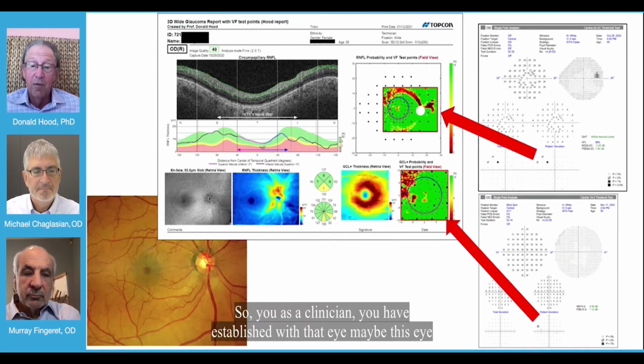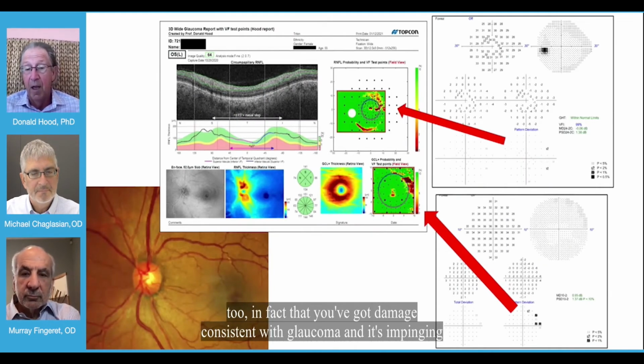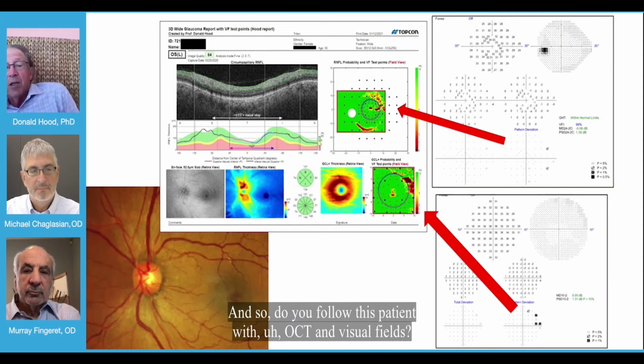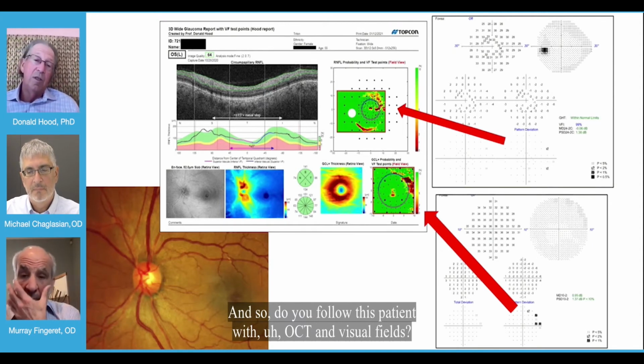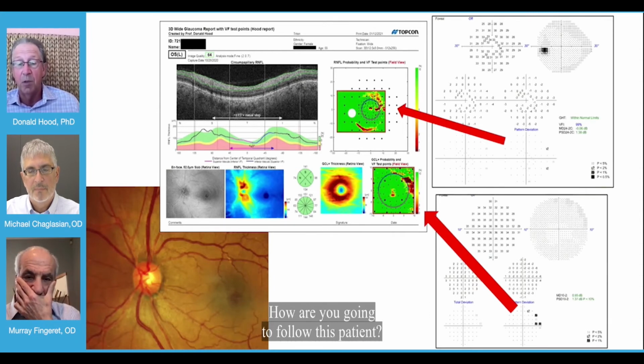Yeah, so you as a clinician, you've established with that eye, maybe this eye too, in fact, that you've got damage consistent with glaucoma, and it's impinging on the macula in both eyes. Yes. Right? Yes. And so do you follow this patient with OCT and visual fields? And if you do a visual field, do you follow the 10-2 or 24-2? How are you going to follow this patient?